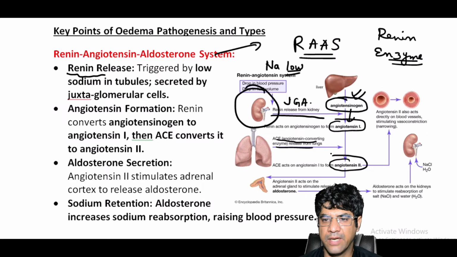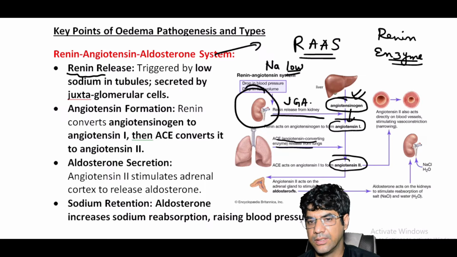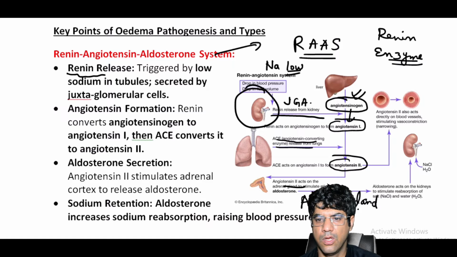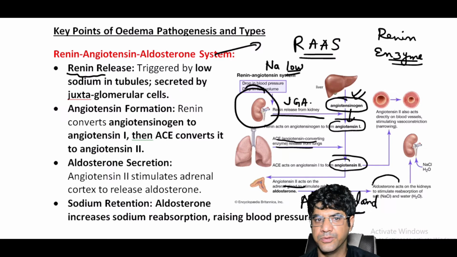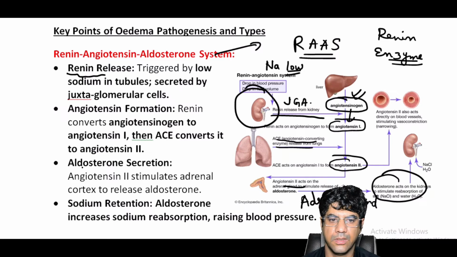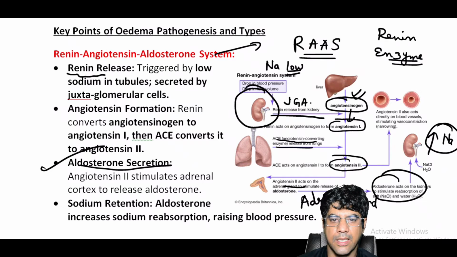So angiotensin 2 will stimulate the adrenal glands, located on the top of the kidney, to secrete the hormone aldosterone. This aldosterone would increase the reabsorption of sodium in the kidney tubules. That means more sodium is kept in the body instead of being lost in the urine. As a result, that can increase the blood pressure.